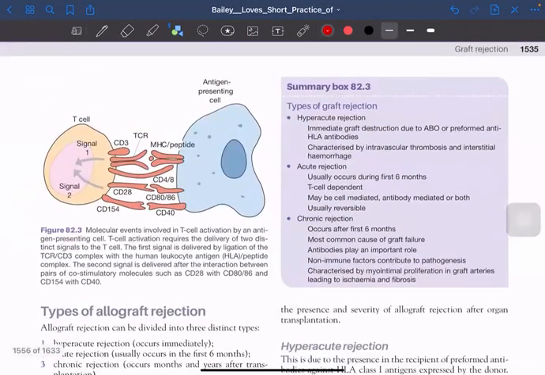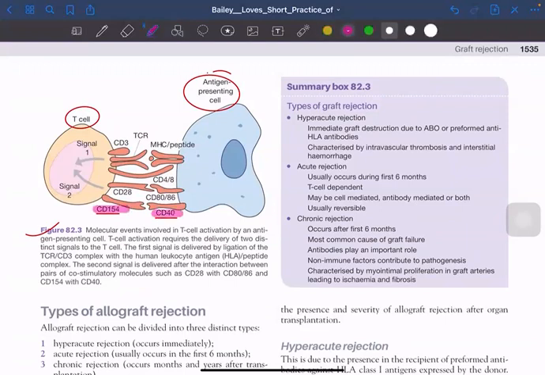This is a very important diagram. It depicts the co-stimulatory action between the T cell and the antigen presenting cells. The CD154 of T cell binds to CD40 of antigen presenting cells. This is important, MCQ. Second, the CD28 of T cell binds to CD80 and CD86. That's it.